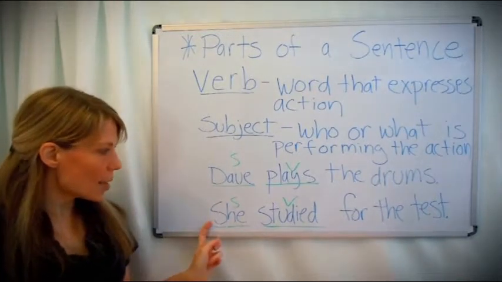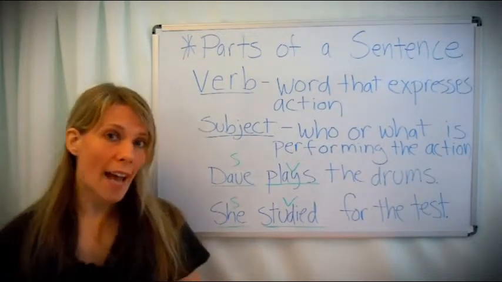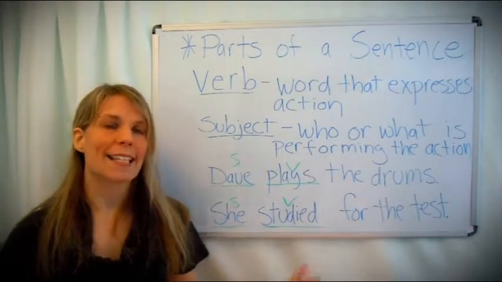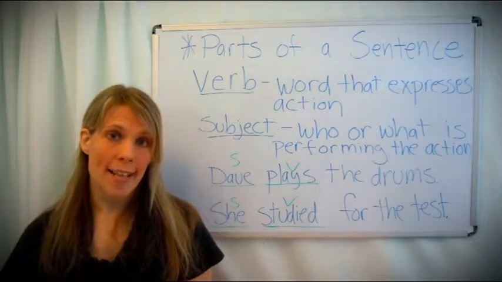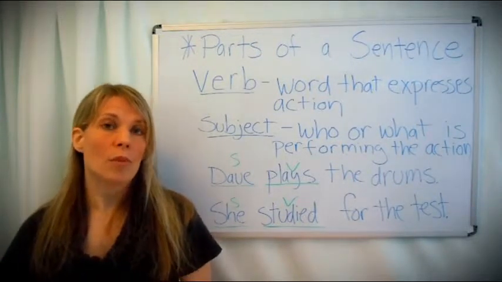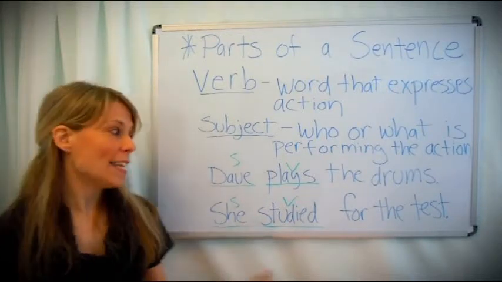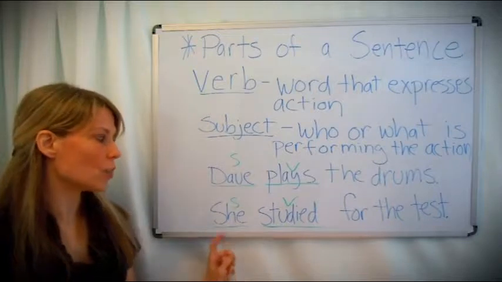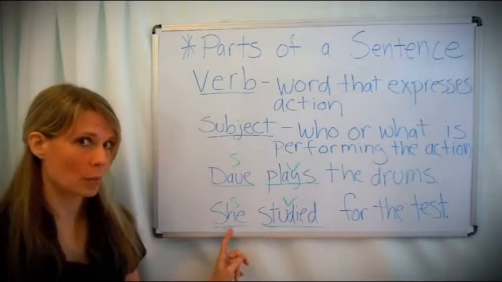In our second example, she studied for the test. We're going to label studied as our verb because that's the action word in that sentence. And after labeling studied, we ask ourselves the question, who or what studied? And the answer to that question in this sentence is she. She studied for the test. So we can label she as the subject.